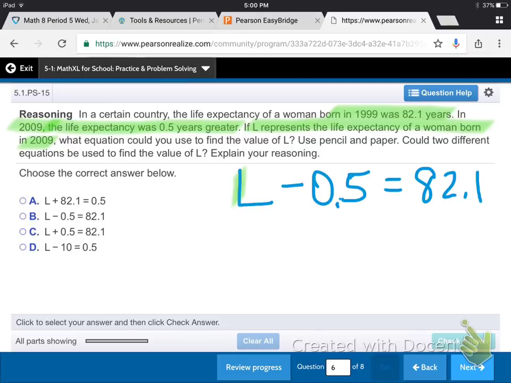Now, could 2 different equations be used? Let's think about that. Well, yes, but none of these answers are correct. None of these answers will work except for that one that matches the equation I just wrote down, which is this one. None of the others are the same. Okay, so let's think about that.